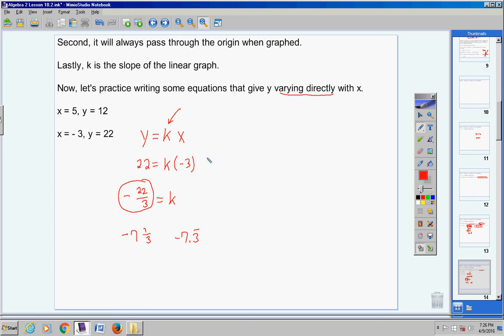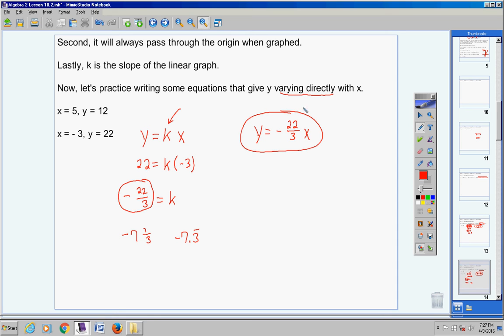So now that I know what k is, I come up here and where k is right here, I put negative 22 over 3. So my answer is y equals negative 22 over 3x. And I did it. I just wrote an equation that shows direct variation between 22 and negative 3. Right here, there's your answer. This is really easy stuff, guys.